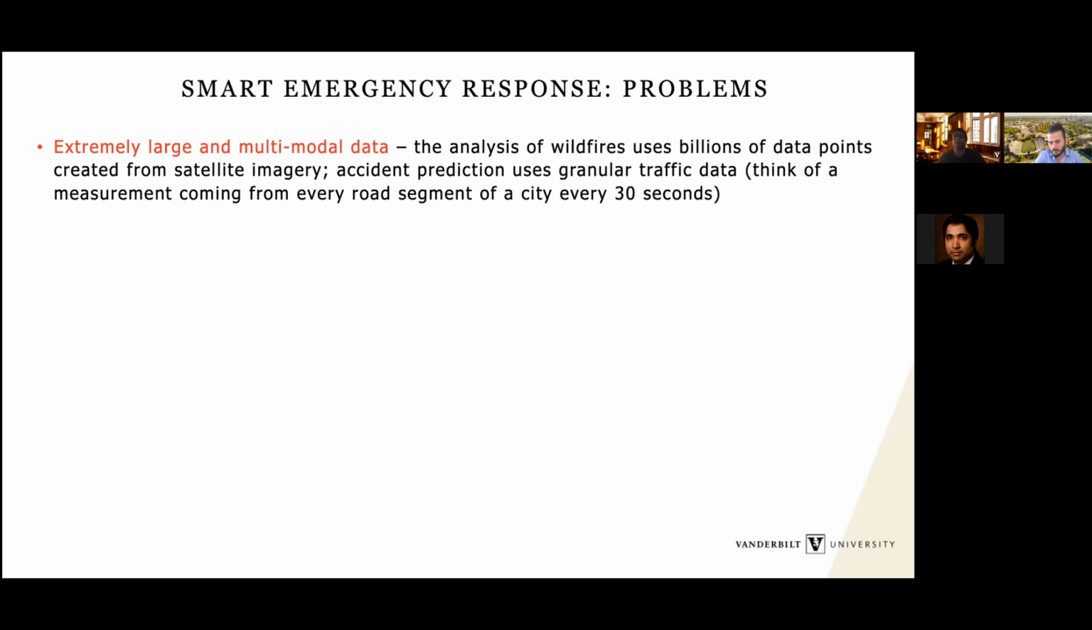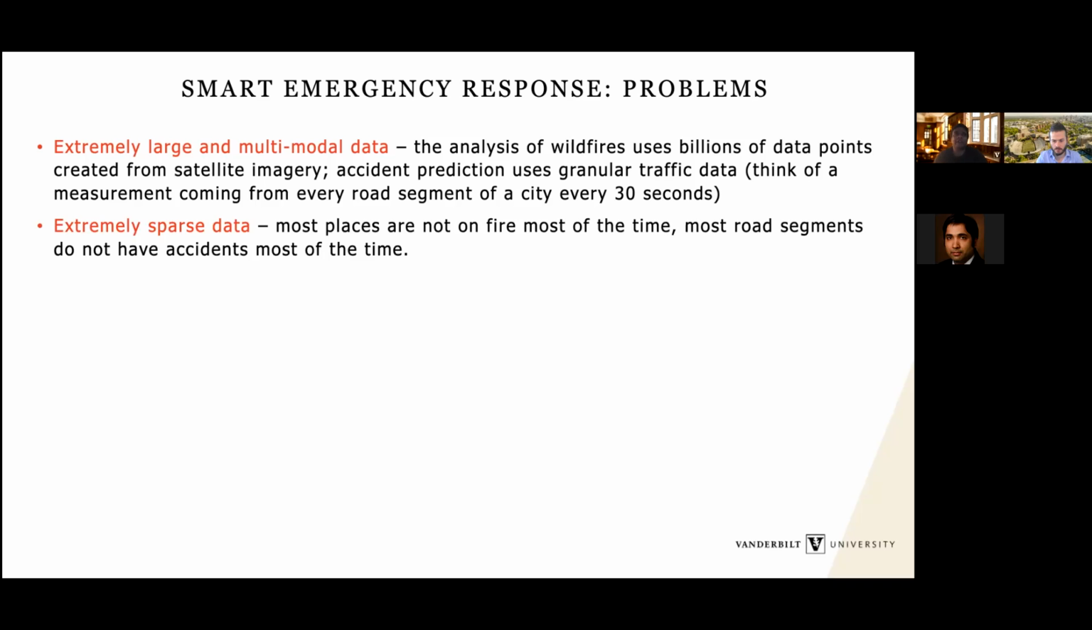So here are some of the broad technical challenges that we face, and I'm going to highlight these challenges, and then we'll actually go about discussing how individually we can address each of these challenges. So the first challenge is that we deal with extremely large and highly multimodal data. For example, the analysis of wildfires, the project that we do, uses billions of data points created from satellite imagery. In the case of accident prediction, we use granular traffic data, which is massive. So think of a measurement coming from every road segment of your state every 30 seconds. And this comes in real time, so you have to process it and ingest it as it comes. You have to update models and make predictions.